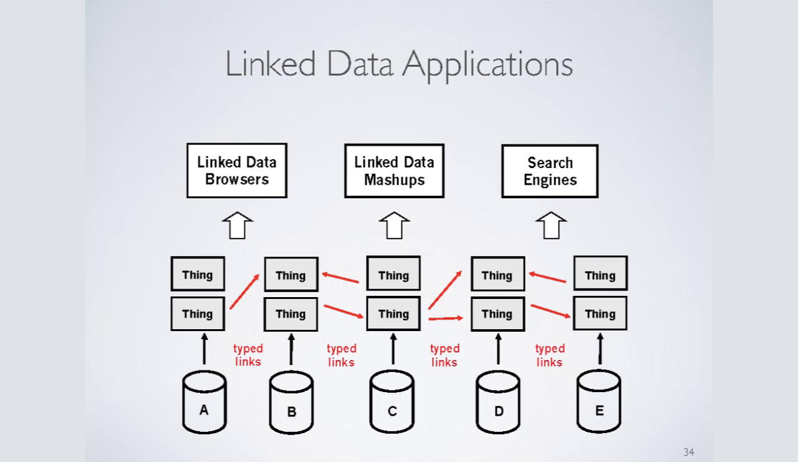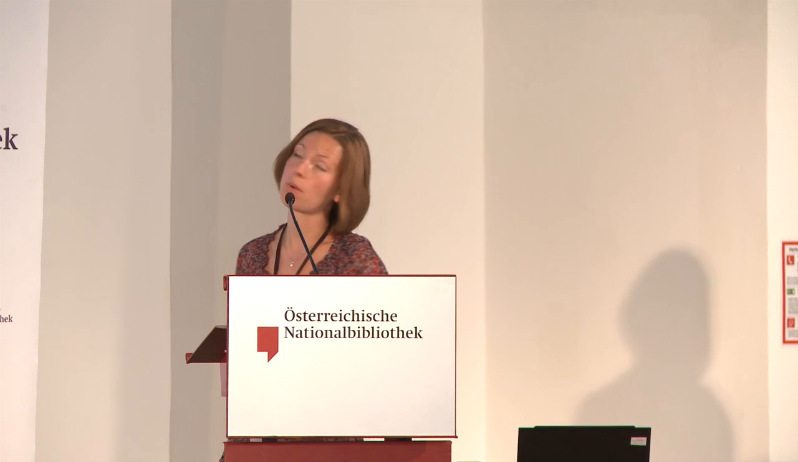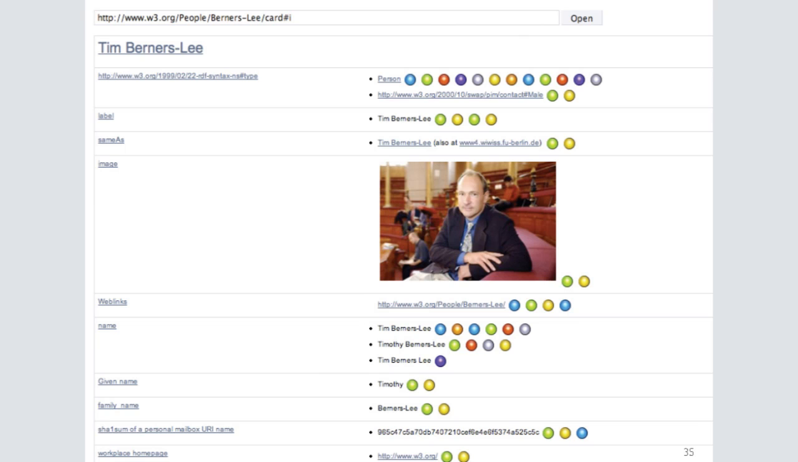There's a variety of applications that can build on linked data. There are not only linked data browsers and search engines, but also mashups you can build on linked data. As an example for a browser, this is Marbles. It allows you to look up a URI, in this case the URI for Tim Berners-Lee's FOAF profile, and it shows you aggregated data from the web of data. It shows you with these colored dots that many sources claim that Tim Berners-Lee is a person, that he's working for W3C, etc.